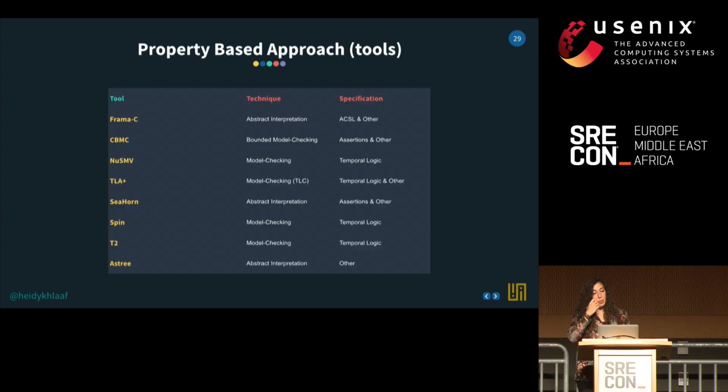So what tools can help us with verifying these specifications? I put up some if you're interested in them. Frama-C is one that's used the most in aviation and nuclear. This is the one that I've been using a lot. We use ACSL, and it also supports some other specification languages. The technique for it is abstract interpretation. There are many other famous tools like CBMC and NuSMV, TLA+, and many other academic tools out there.